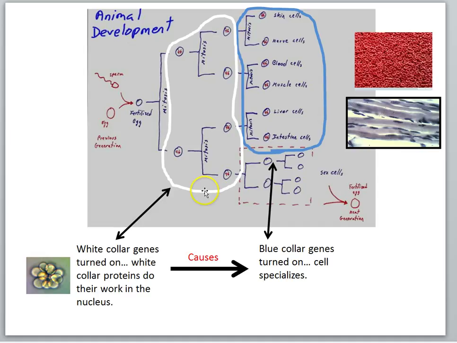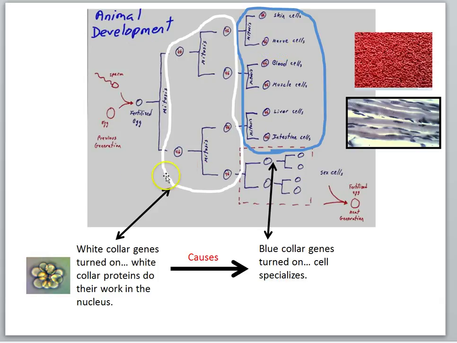Now, at this stage, then, we can ask the question, well, what's controlling the white collar genes? What's turning on white collar genes? After all, if you look at this diagram, you'll notice that this cell here and this cell here are going to have different futures. Right? They have different descendants. This cell is the ancestor of the muscle, blood, nerve, and skin cells, while this cell is the ancestor of liver cells, intestine cells, and the sex cells. Well, why is that? How is it that these two cells are going to have different futures? Well, we need to ask the question then, what's sort of controlling white collar genes? Evidently, there are different white collar genes being turned on here because they're going to have different destinies.